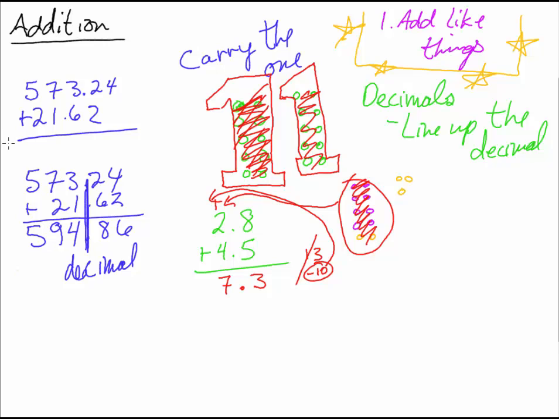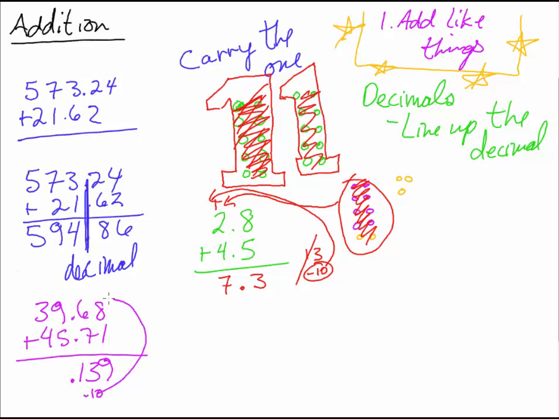Let's try another one. Here we have 39.68 plus 45.71. Let's try this one. 8 hundredths plus 1 hundredth, that's 9 hundredths. That's not so bad. Now 6 tenths plus 7 tenths is 13 tenths. So we really have 13 little tenths here, but we can't have 13 tenths. So we take 10 of them away and put it up as a 1 on the top. So let's back out. That looks really ridiculous there. And that's where we get the carry the 1. It's actually 10 out of these 13 exchanging for one more 1.